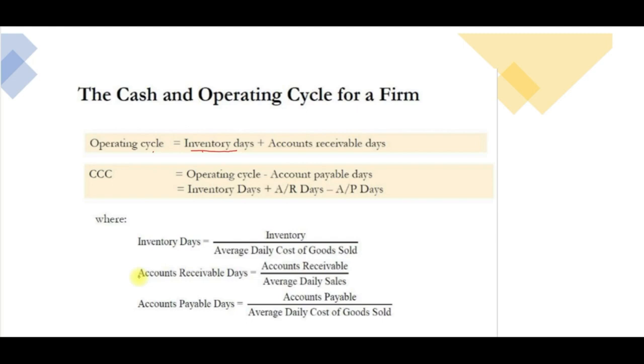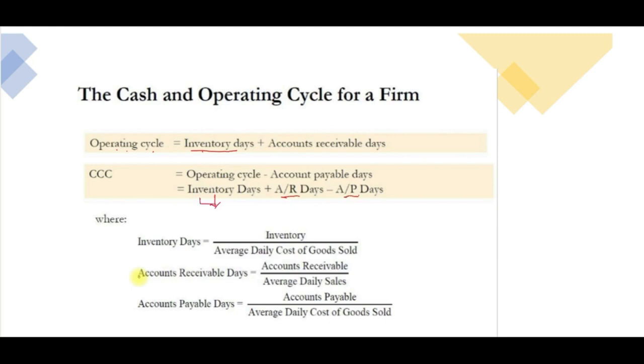How about the cash conversion cycle? We have the operating cycle minus accounts payable. Once we get this operating cycle, if we subtract accounts payable, we get the cash conversion cycle. In days, the cash conversion cycle is inventory days plus accounts receivable days minus accounts payable days.